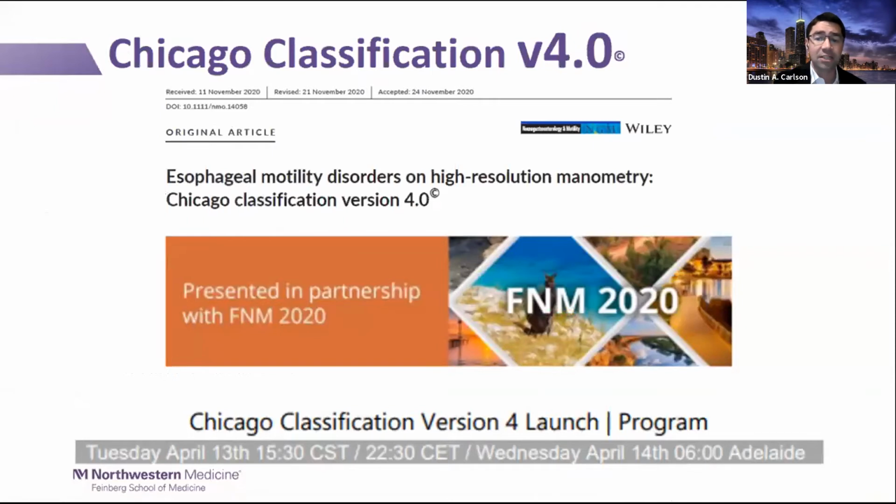Now, a lot of these limitations are addressed in the recent update of the Chicago classification, version 4.0. I had the pleasure of working with Daniel and Prakash and about 50 other experts on this consensus effort that was recently published. The Chicago version 4.0 will be formally launched as part of the upcoming FNM meeting. Of note, registration is free and available online for this upcoming conference. Though I'll still speak to some of the concepts and the data reflected in this version 4.0, even if not directly presenting the classification scheme today.